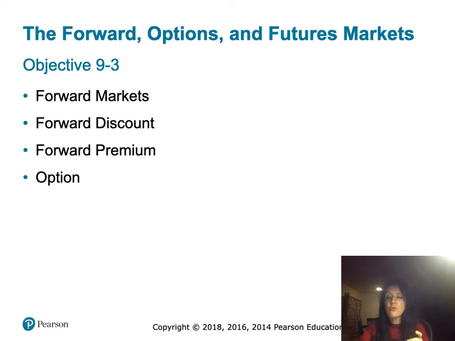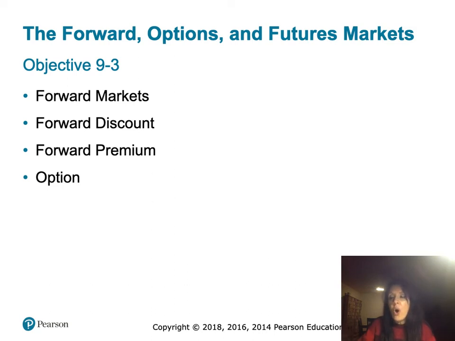So this is called a forward market, okay? Because transactions occur in a period much longer than 2 days. Okay? So building on what we said earlier, we can now say that the difference between the spot and the forward rates is either the forward discount or the forward premium.